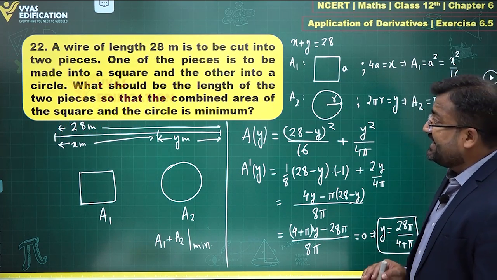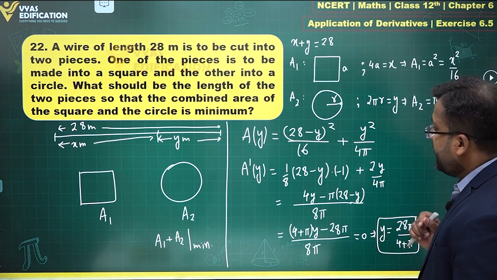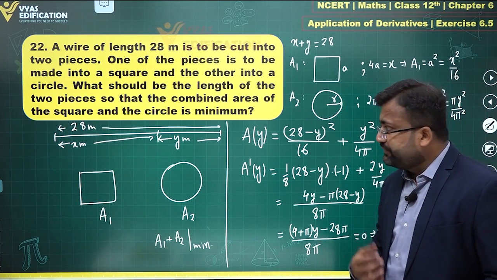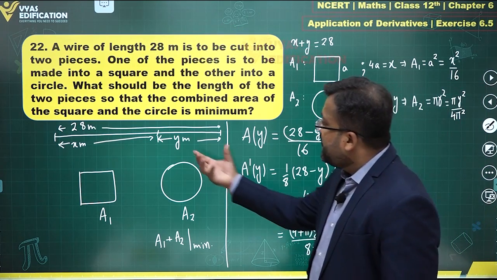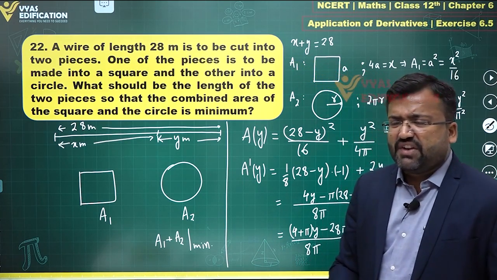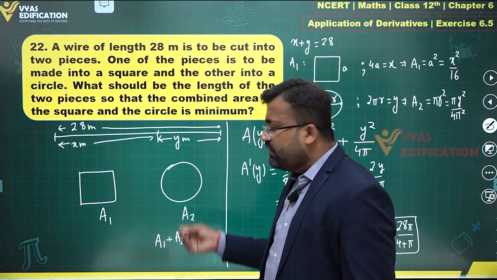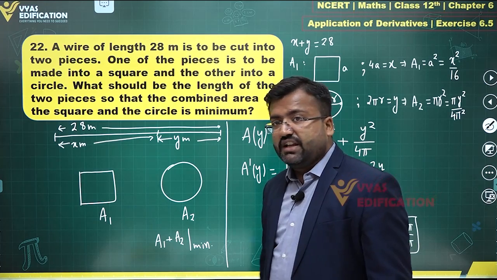And what happens at this particular value of y is, please observe, if you have, let us say, y equals 0, or y is very, very small, then you'll have a complete square and no circle. So this is the area that you'll have.